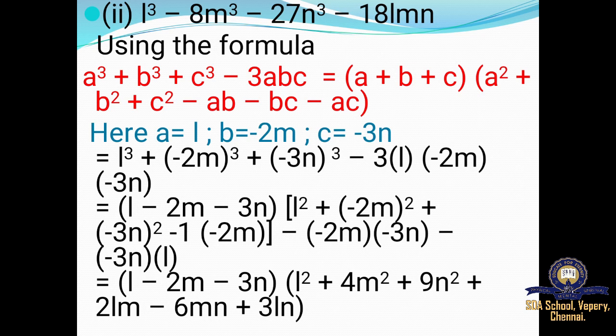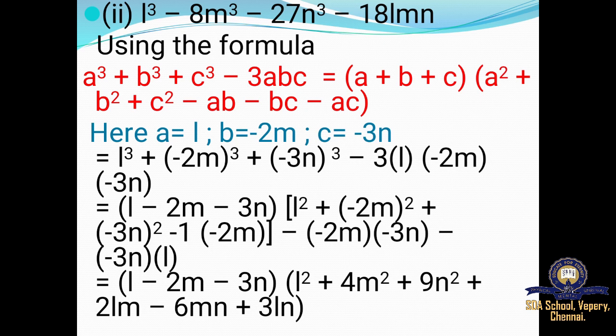Moving on to the next subdivision, L cube minus 8m cube minus 27n cube minus 18lmn. Again, I am making use of the same formula as in the previous sum. That is a cube plus b cube plus c cube minus 3abc equals a plus b plus c into a square plus b square plus c square minus ab minus bc minus ac. Let us merely substitute. Put a as L, b as minus 2m, c as minus 3n. In this format I have put L cube plus minus 2m the whole cube plus minus 3n the whole cube minus 3l into minus 2m into minus 3n.